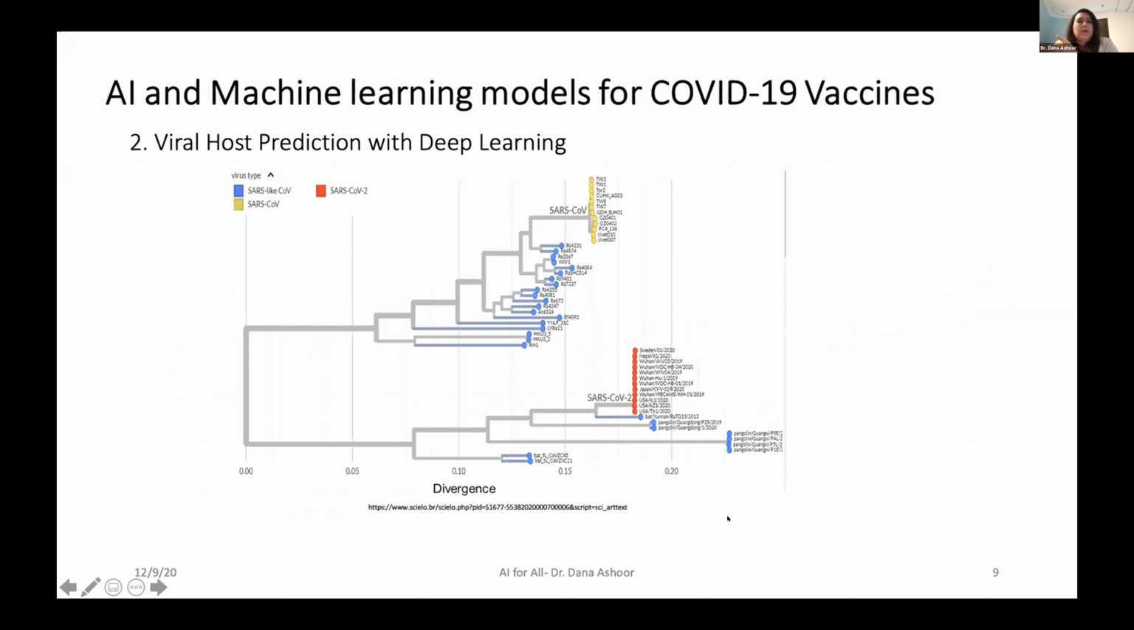Another example related to COVID-19 is viral host prediction. There was a lot of talk in the beginning of the pandemic about where this virus was emerging from. Was it a natural virus by natural selection, or was it made in the lab? By looking at the code of the coronavirus and comparing it to different types of other viruses that affect humans or animals, we can see that they are somehow related and there are also differences.